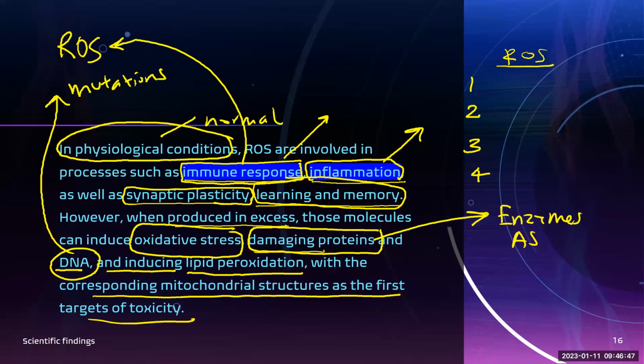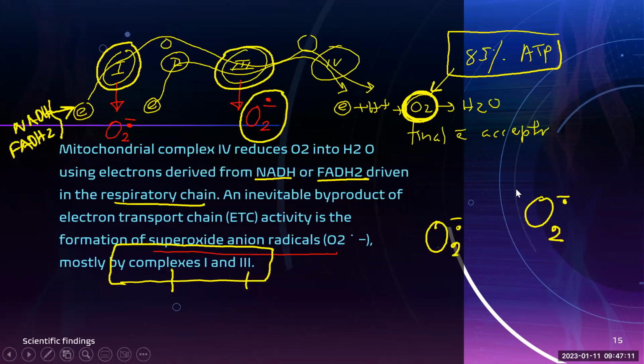So if we want to find out how reactive oxygen species are involved in a process of immune response or inflammation, one thing is the beneficial effect. We have learned in the previous paragraph that reactive oxygen species are an inevitable byproduct. The formation is inevitable, so we can't avoid this one. It's happening anyway. It's a natural process.